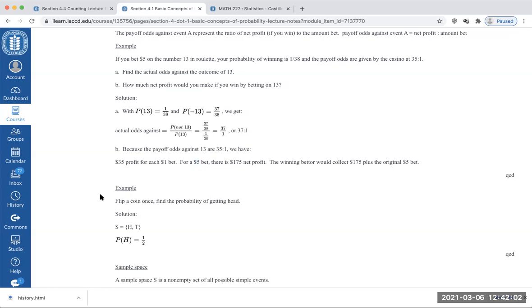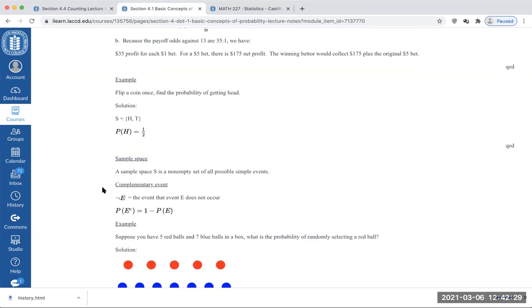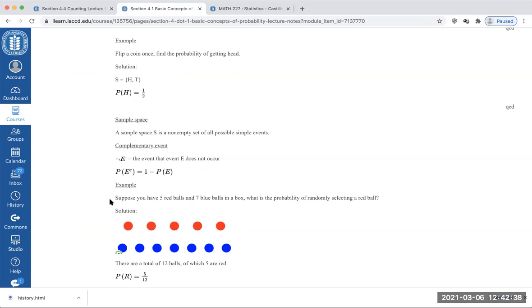Let's do an example. Flip a coin once. Find the probability of getting heads. So let's look at this again. From now on, we're assuming equally likely cases. So the sample space is head, tail. The probability of head is 1 out of 2, so 1/2. The sample space S is the set of all possible simple events. Again, the complement of E is the event that event E does not occur. The probability of the complement is 1 minus the probability of the event.